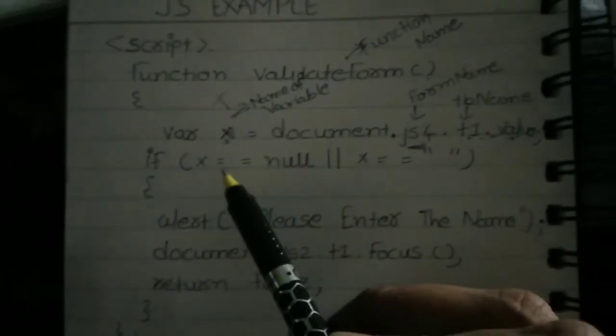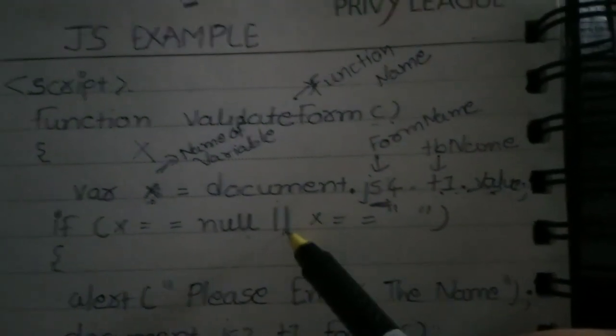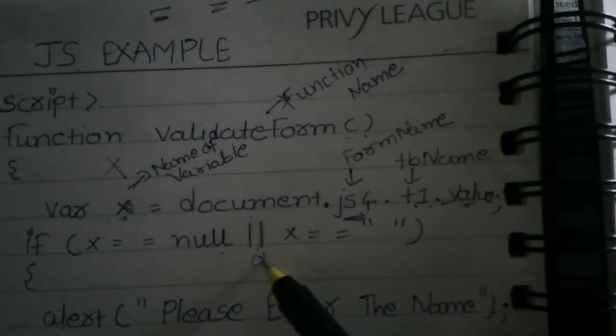Now x equals to null. Null means empty. And can you see the double line? It is known as the or condition.